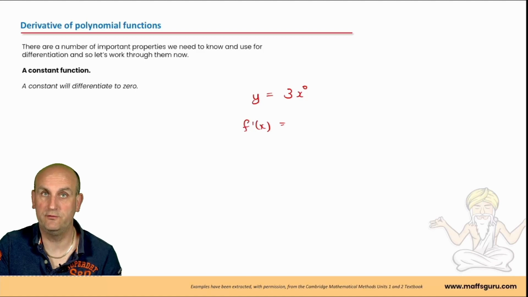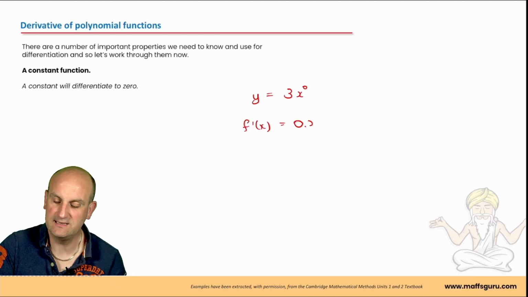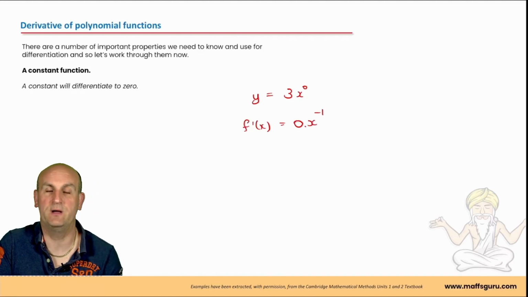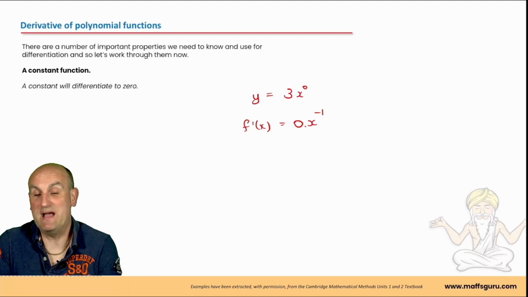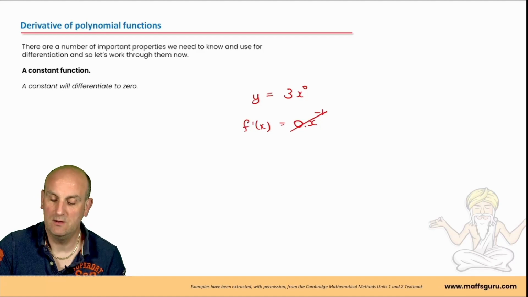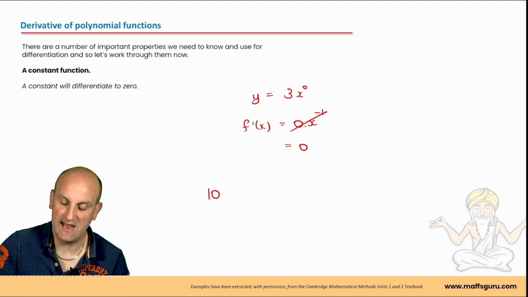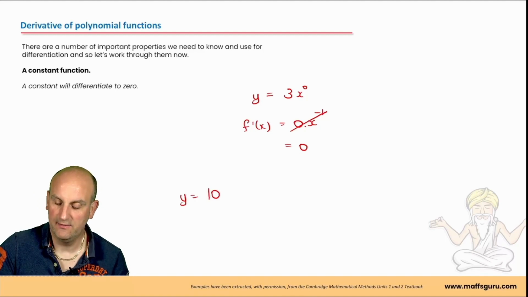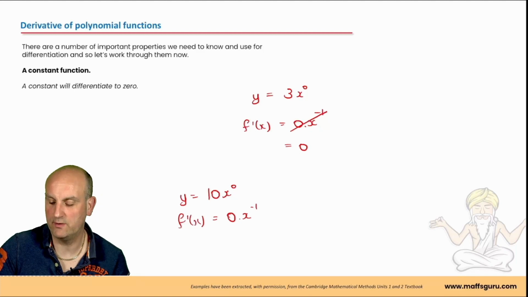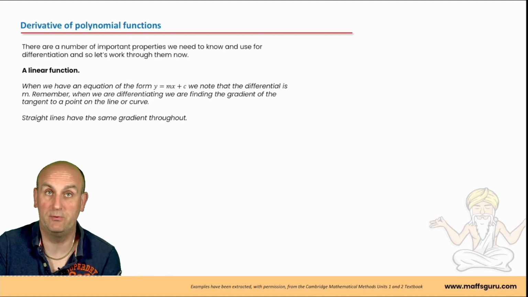So now let's follow the rules. You multiply the coefficient by the power. Well, 3 times 0 gives me 0. And I take 1 off the power. So that would become x to the power of minus 1. But to be fair, it doesn't actually matter what that x to the power is because I've already got 0 times. And anything times by 0 becomes 0. Again, it doesn't matter which number I choose. If I chose 10, if I had y equal to 10, then f dashed of x, that would be x to the power of 0. 0 times 10 would be 0 times x to the power of minus 1. And again, that becomes 0. So a constant differentiates to 0. And that becomes really important in a later video.